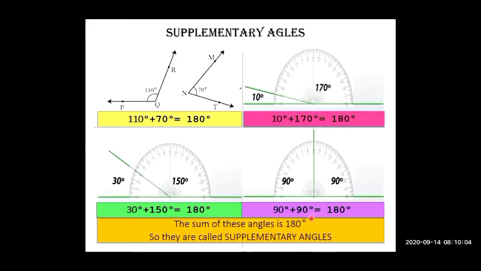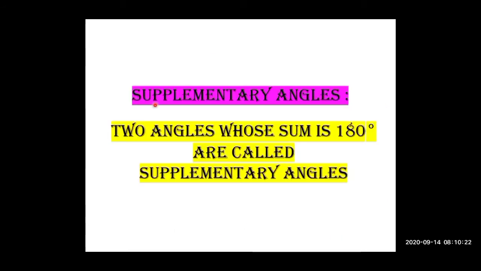So there is a special name for such angles. They are called supplementary angles. The sum of these angles is 180 degrees, so they are called supplementary angles. So this is the definition of supplementary angles. Two angles whose sum is 180 degrees are called supplementary angles. दो angles जिनका sum 180 degree होता हो उसे supplementary angles कहते हैं.